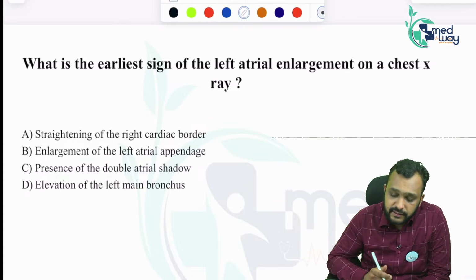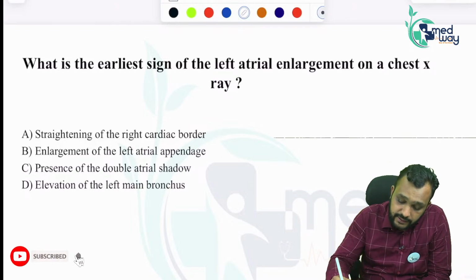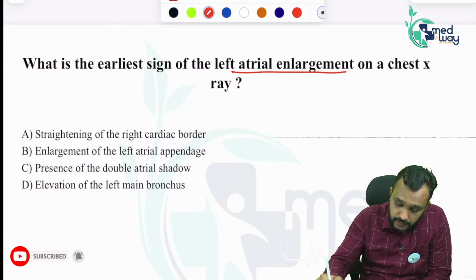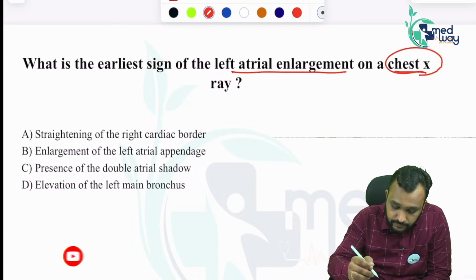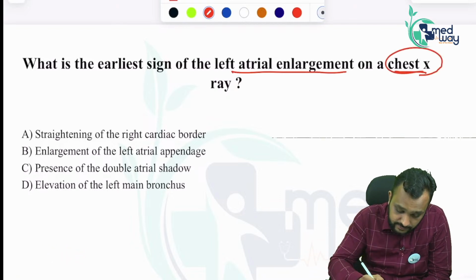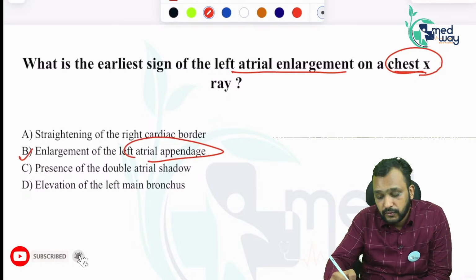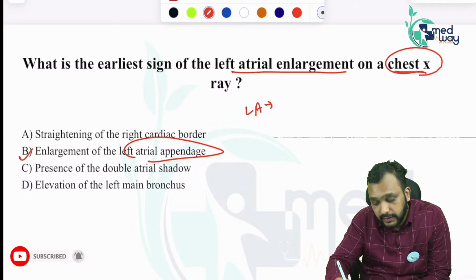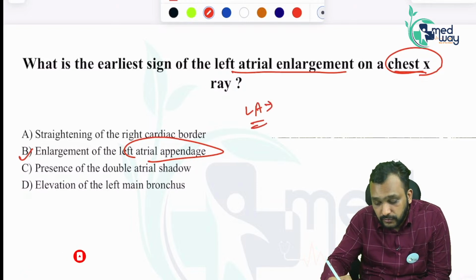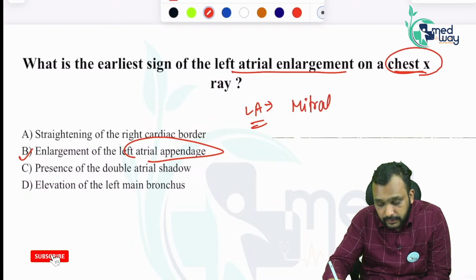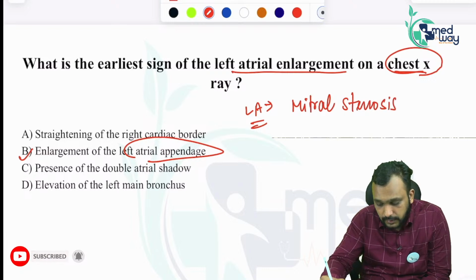What is the earliest sign of left atrial enlargement on a chest X-ray? So earliest sign is enlargement of the left atrial appendage. So other signs that you are going to see in left atrial enlargement. So just remember that this left atrial enlargement is seen in patients with mitral stenosis, right?